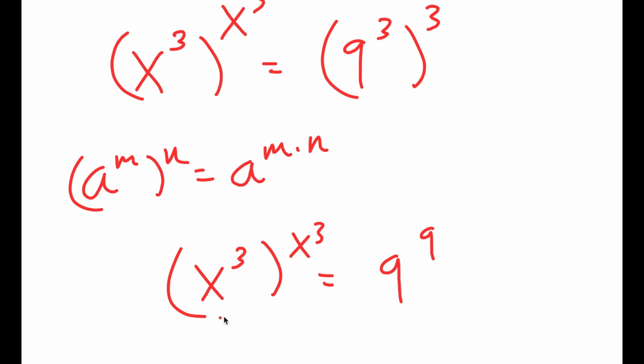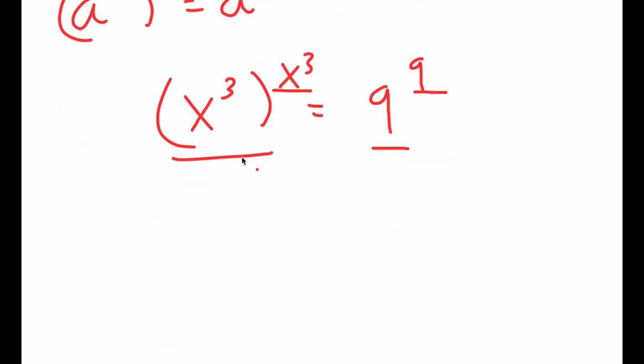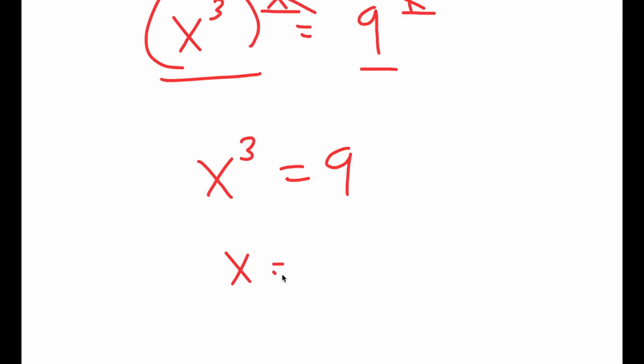And now notice how I have something in the form a number to the power of that same number is equal to another number to the power of that same other number. Meaning, I can cancel these two out, so I get x to the power of 3 equals 9, and x is equal to the cube root of 9.